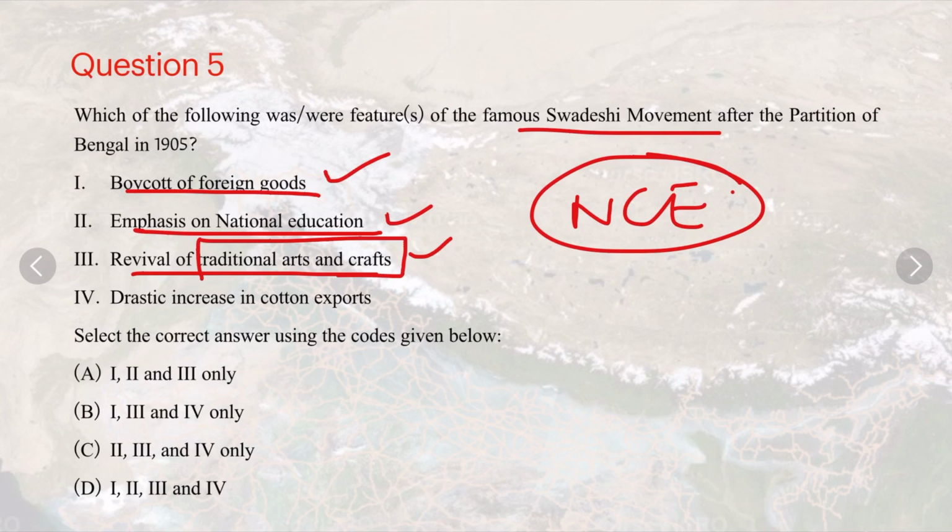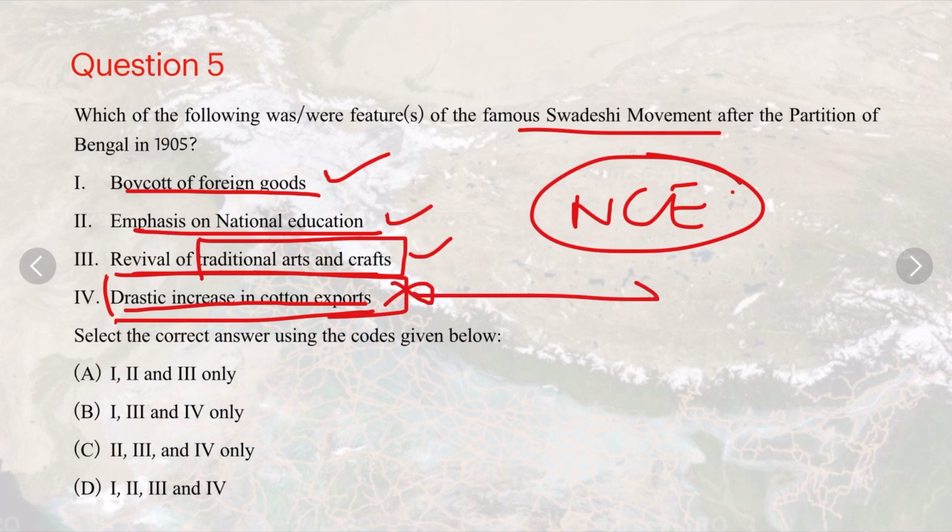And then the fourth option says drastic increase in cotton exports. No, cotton exports were not increased drastically. But this particular event, a drastic increase in cotton exports and then a sudden fall, was associated with a very important movement in Indian history. You can comment that particular movement in the comment section. So the answer here will be 1, 2 and 3 only. So the answer will be A, that is 1, 2 and 3 only.